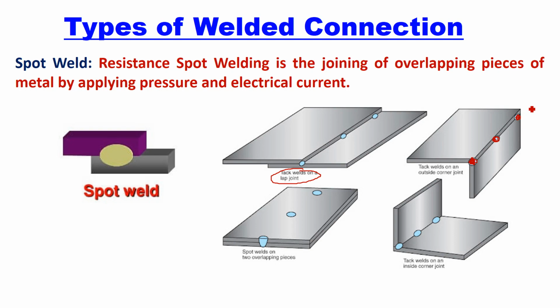This is an outside corner. This is a corner joint. This is an inside corner. This is an outside corner. These are exactly placed. Two metal plates are kept on each other, so two overlapping pieces using spot welding. This is a spot weld. At the point, spot weld is done.